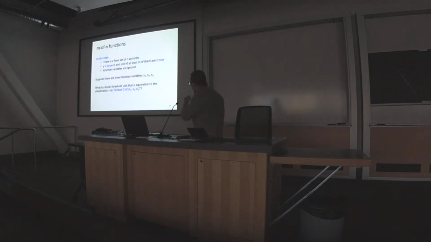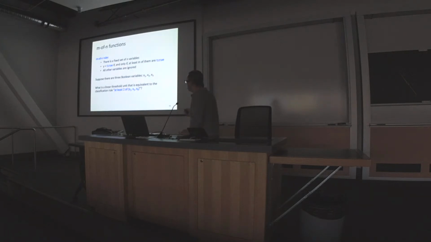Great. So a second set of functions that can be perfectly represented by linear functions is called m-of-n functions. What does an m-of-n function mean? We're assuming we have n variables in total, and y is true if and only if at least m of them are true.